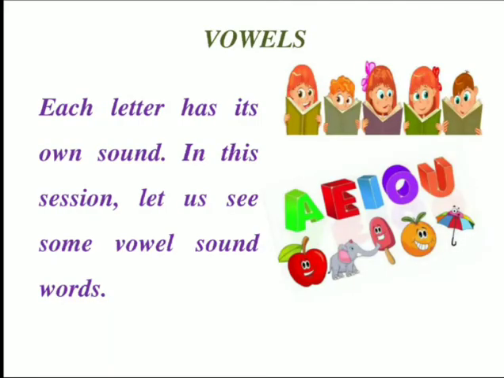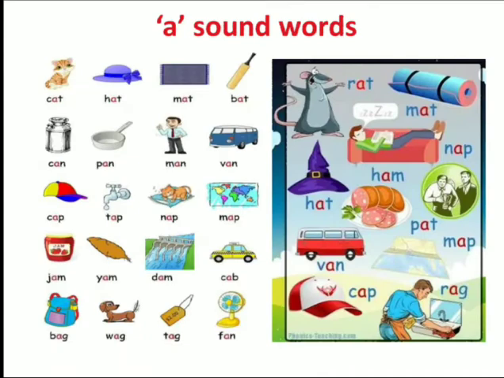Each letter has its own sound. In this session, let us see some vowel sound words. The first one is vowel A. A sound words. The sound for vowel A is A. Now read aloud.